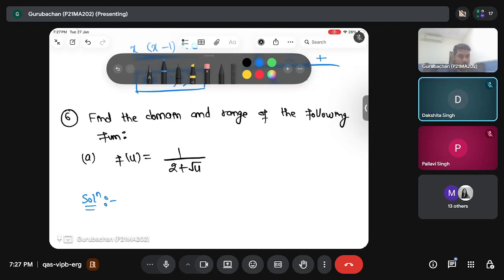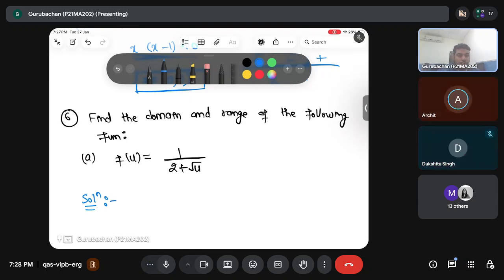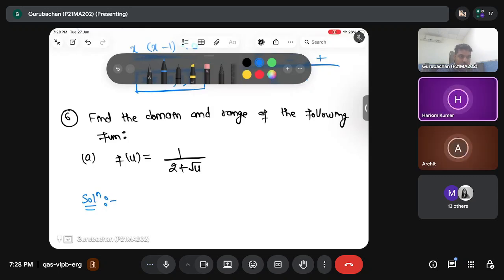Real numbers, please. Not every time it is a real number. Sir, domain, all the values, all the real numbers for which it will be defined. Yes, exactly. All those real numbers for which the function is defined. If you observe here, there is an under root u. So inside the under root, only non-negative numbers are allowed.